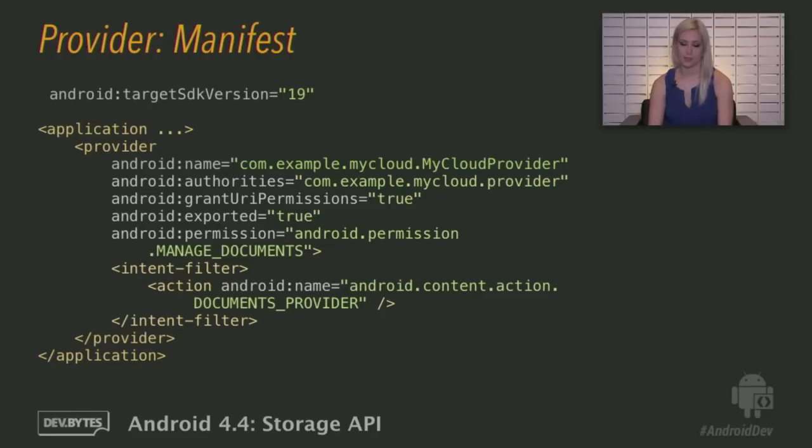So how to implement this? First of all, in your manifest, set your target SDK to 19. Next, add your provider. Your provider name in the manifest is the name of your Java class for your content provider. Mine is called MyCloudProvider. Name your authority your package name plus provider. Your provider should be exported because you want other applications to see it, namely the system. Also, add the Manage Documents permission.